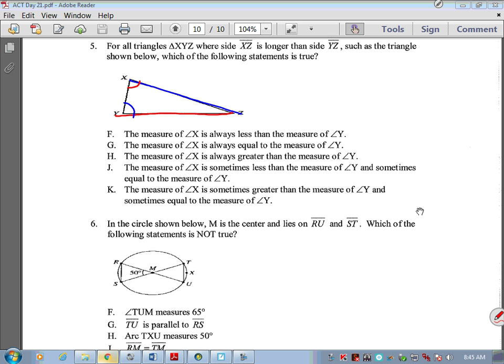Okay? So, I mean, we could go through the rest of them and say why they're wrong, but A is the correct answer. Okay, any other questions?